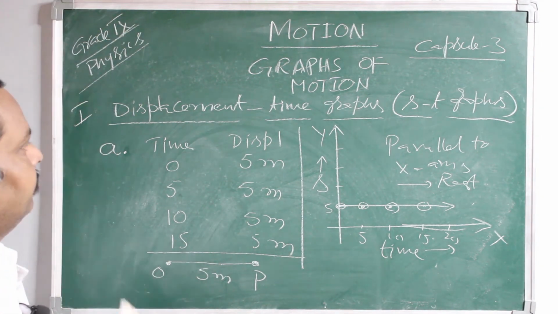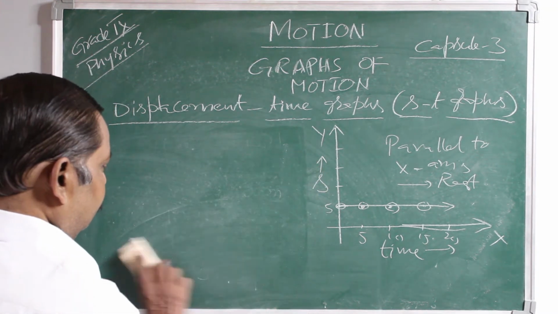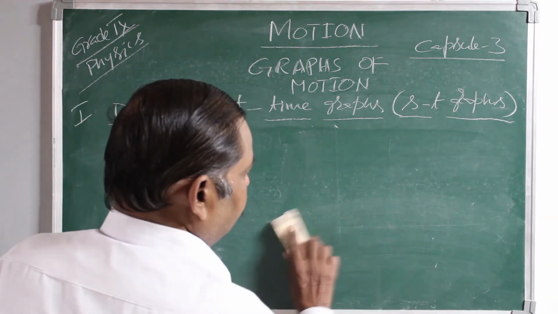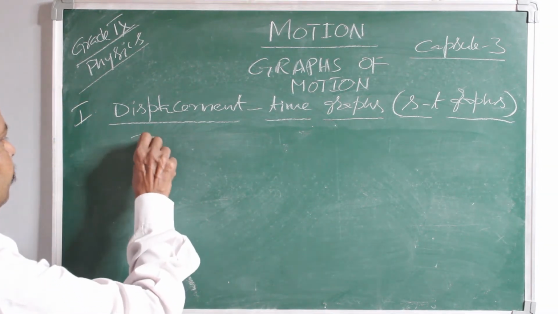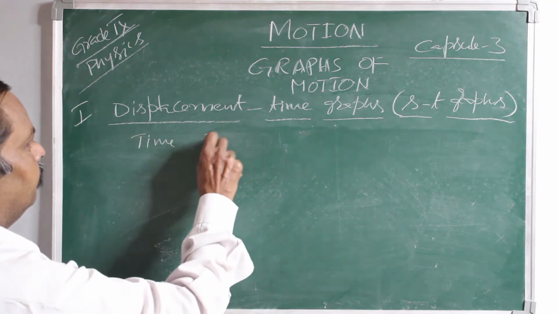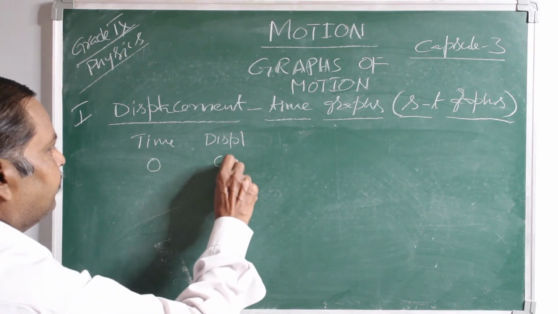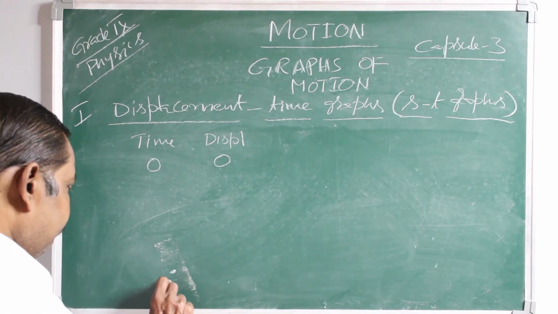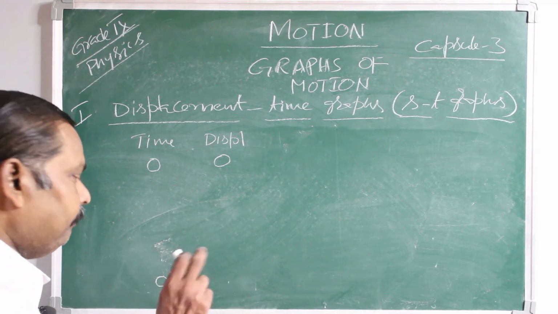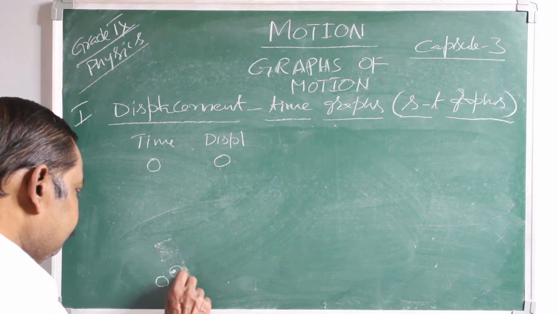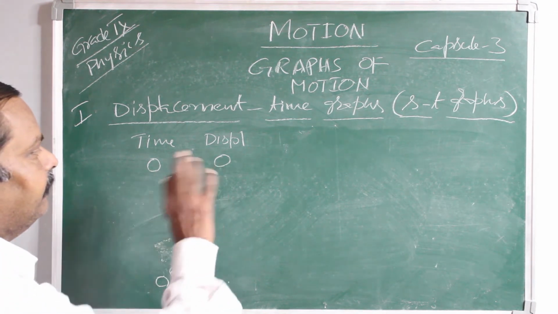And let us see the second situation, B. The same situation, first is time, displacement. When time is 0, displacement is also 0. That means O is the point of reference and the object P is also at O initially. That means initially the displacement is 0.